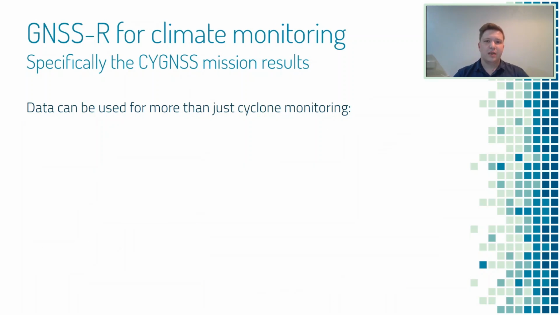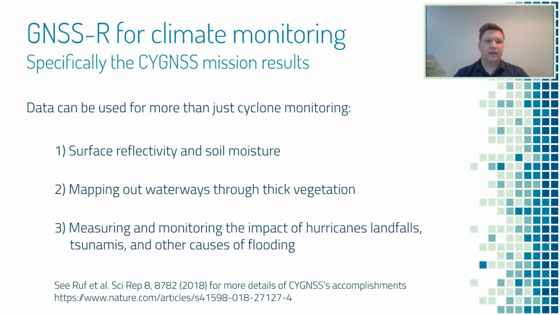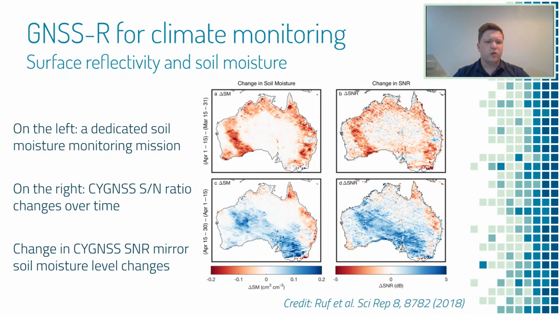But it turns out that the Cygnus data can be used for much more than just hurricane structures. In actual fact, you can use the data to quantify surface reflectivity and soil moisture content. You can map out waterways despite thick vegetation, and you can actually measure and monitor the ongoing impact of hurricanes, tsunamis, and other causes of flooding. So I've linked the paper down at the bottom here to the Nature paper, which describes some of the achievements that the Cygnus mission has managed to achieve. But to go over them briefly here, the first one, soil moisture.